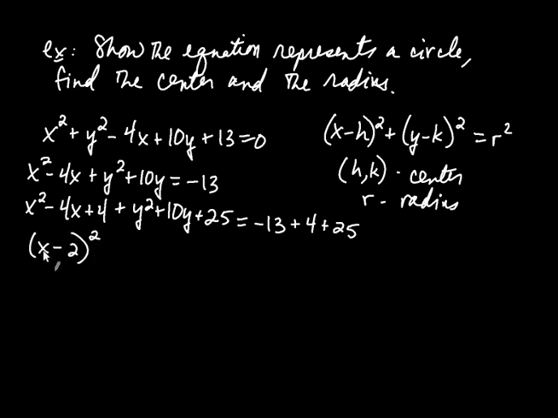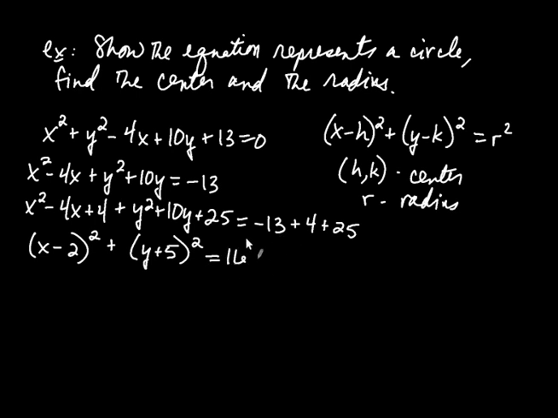And you can check it: if you expand that out, you're going to get those three terms. And likewise, for these three terms, I can write that as (y plus 5) squared. And that's what adding the 4 and adding the 25 did. They allowed us to complete the square. These are now perfect squares. And the right-hand side is what? Well, adding these all together, it's 29 minus 13, or 16.